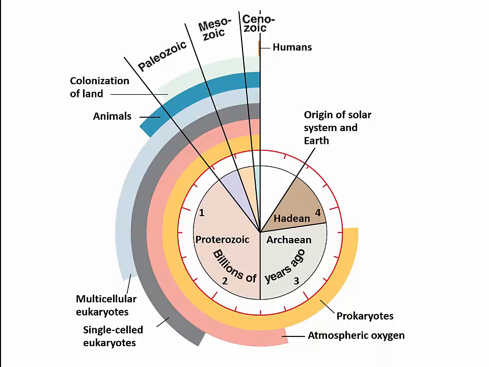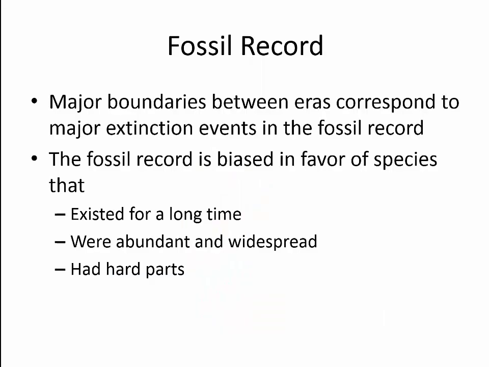And you can start adding colors to show prokaryotes. When did they start? When did atmospheric oxygen start? Close to 2.5 billion years ago. Well, a little bit more than that. And when did single-celled eukaryotes start? About 2-ish billion years ago. When did multicellular eukaryotes start? About a billion years after, half a billion years after that. And then colonization of land didn't occur until recently in the Paleozoic. So we could look at the same timeline in this fashion also.